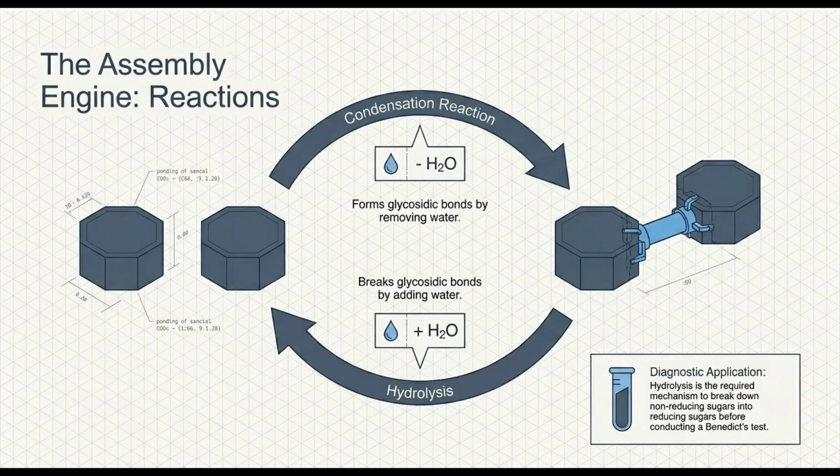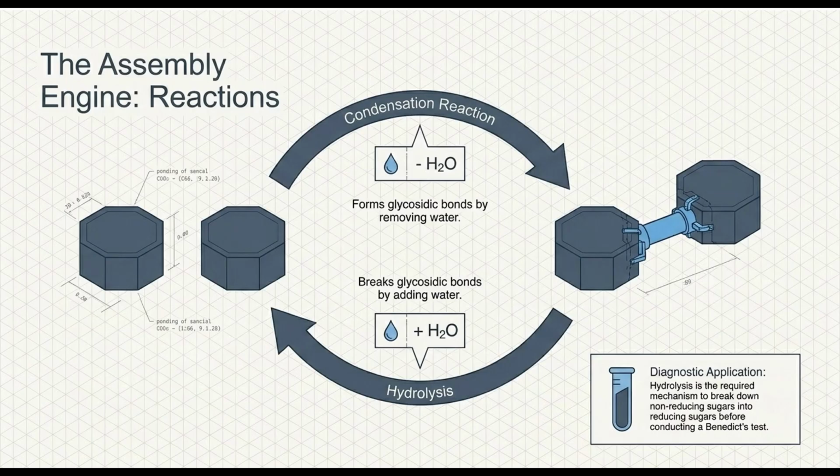Now let's check the types of reactions. There are two important reactions that control molecular assembly: condensation and hydrolysis. Let's start with condensation. In a condensation reaction, molecules join together and release water. This forms bonds such as glycosidic bonds in carbohydrates.